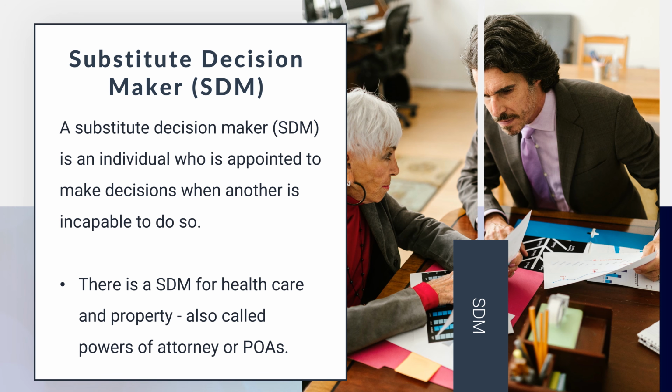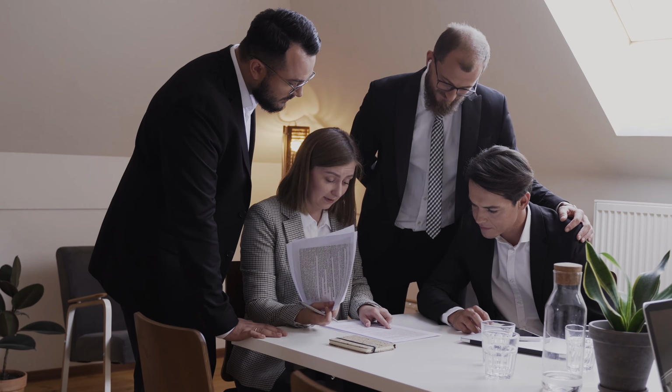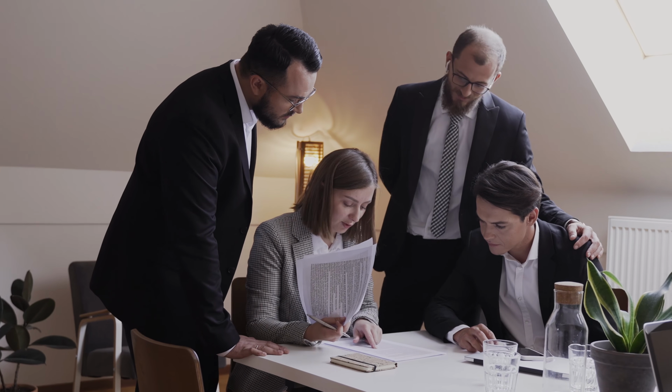prognosis or diagnosis. So for the SDM, there are different types. There's one for healthcare, as in, what are we going to do with my healthcare, the healthcare decisions, but there's also property, okay? We also call these people powers of attorney or POAs. What does this all mean? It means they're legally appointed. This is drafted by a lawyer, signed, commissioned, and everything. So a lawyer is the one to do it.